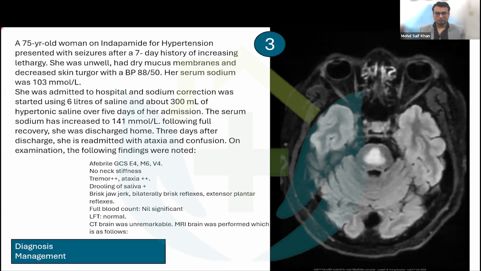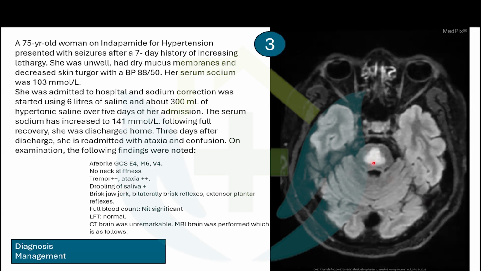Okay, this was the third case. This patient was aggressively treated for hyponatremia. Sodium was 103, and they gave a lot of normal saline and 3% saline also, and sodium jumped to 141. The patient developed dysarthria and other deficits. If you look at this MRI cut, there is pontine hyperintensity. So this is central pontine myelinolysis.